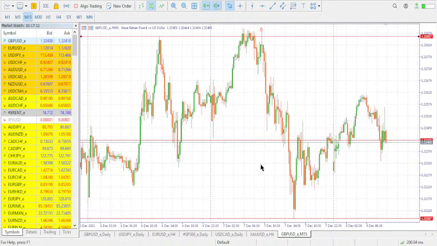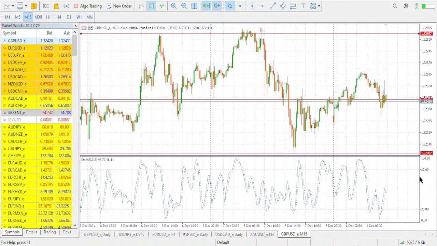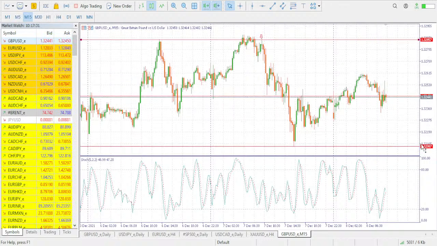Have it here. With the stochastic, you use the default input parameters. You use the K period as 5, the D period as 3, the slowing period as 3, and the price field should be high and low. Then the method is just simple. Okay, so this is how I'd use it.